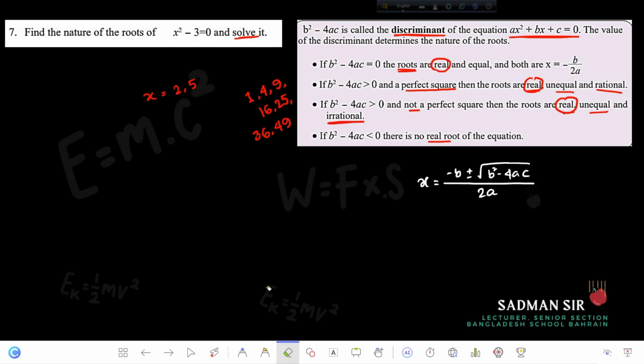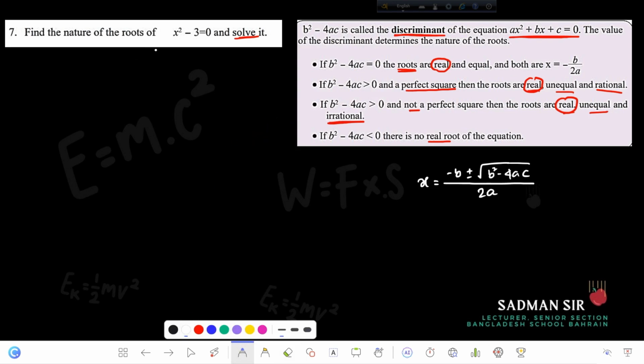Okay, so now let us try to solve our question number 7. The equation that is given, you can see that it is x square minus 3 equal to 0. But we know that our equation needs to be in this format, right? X square plus bx plus c equal to 0. So if I want to rewrite this equation in this format, can I write it in this way?